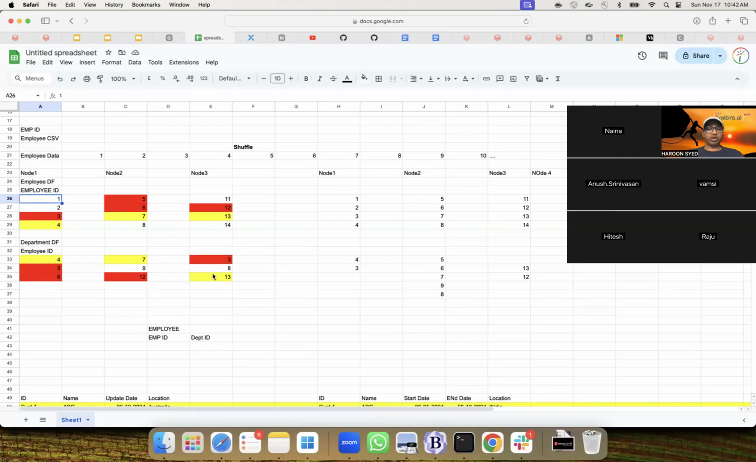Where is 1? Okay, 1 it is not there. 2 is not there. Now let's say I have 3. So employee number 3 is on node 1 here. Employee number 3 is on node 3 here. So if I have to join these two, I have to join across the nodes. This data and that data, pull those 2 data together and send it.